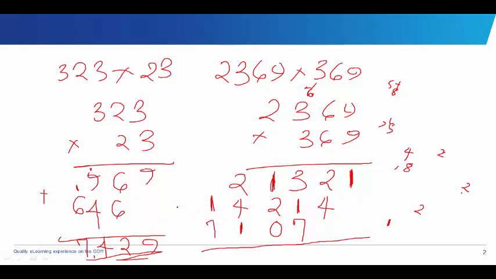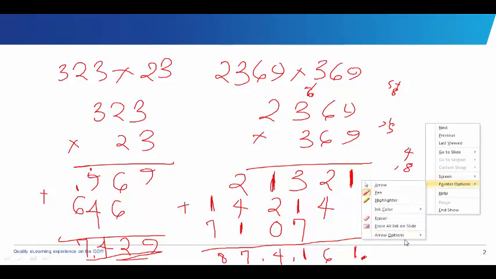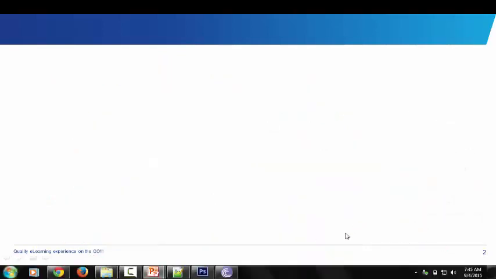So we'll now add up all the numbers. So we'll have 1. 2 plus 4 is 6. 3 plus 1 is 4. Plus 4 plus 7, 11. Write 1, carry 1. 1 plus 1 is 2. 2 plus 2 is 4. Write it here. 2 plus 4 is 6. 6 plus 1 gives us 7. Then 1 plus 7 is 8. So this is our answer. It's 874,161. So that's our final answer for multiplication.